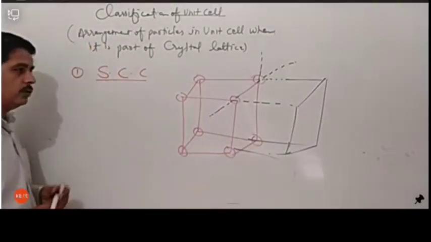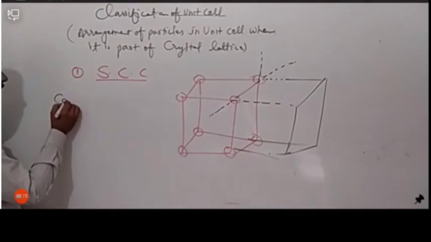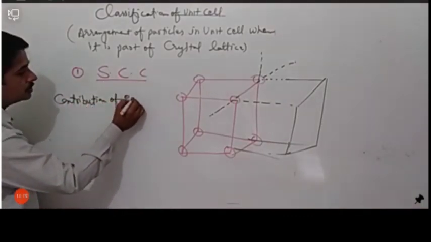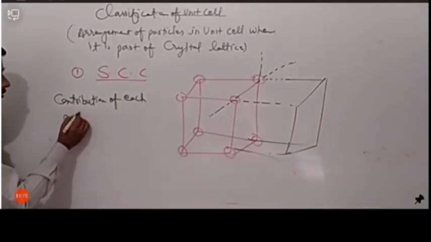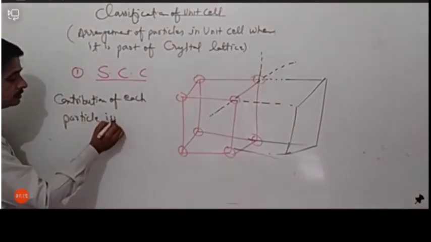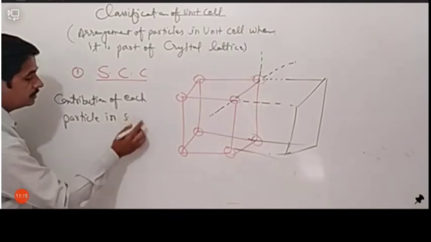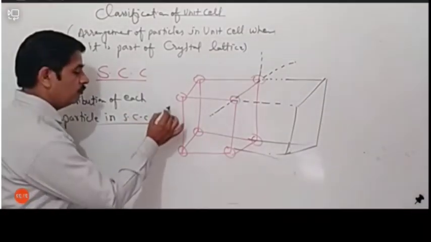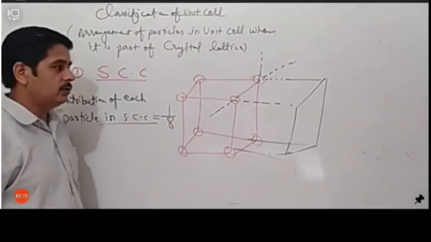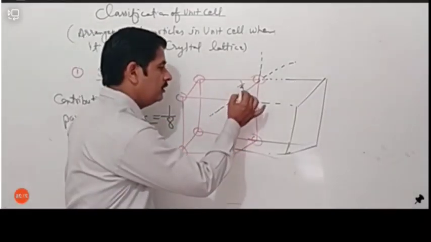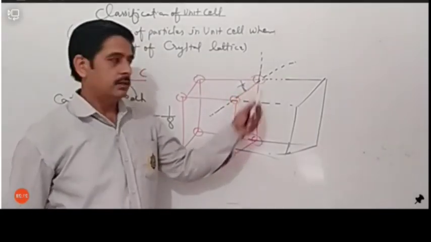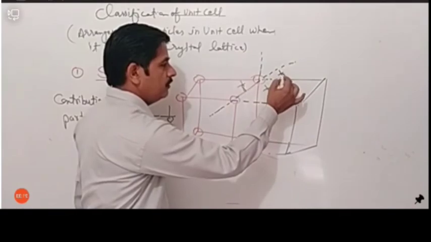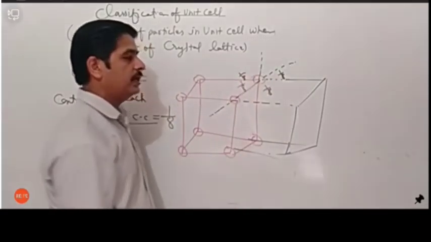So अगर मैं contribution की बात करता हूँ, contribution of each particle in SCC. SCC में each particle का जो contribution है, it is 1/8. Because this unit cell will get only 1/8 part of this particle. This unit cell will get 1/8 part, and this particle will get 1/8 part.